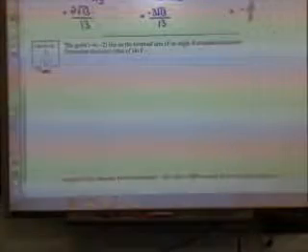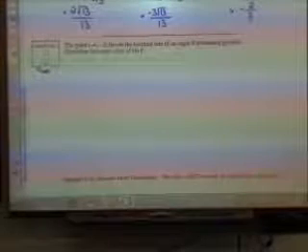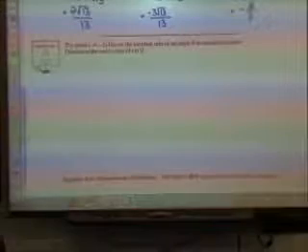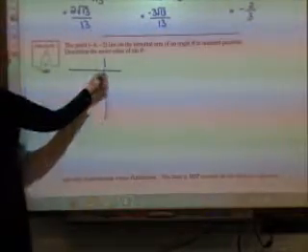So, class example number 2. The point negative 4 and negative 2 lies on the terminal arm of angle theta in standard position. Determine sine theta. So which quadrant would I be in? The third quadrant.